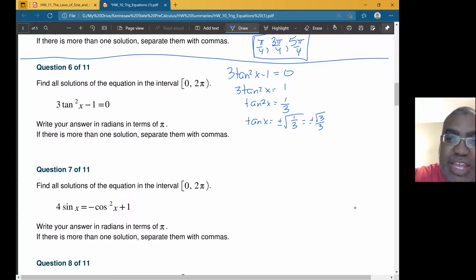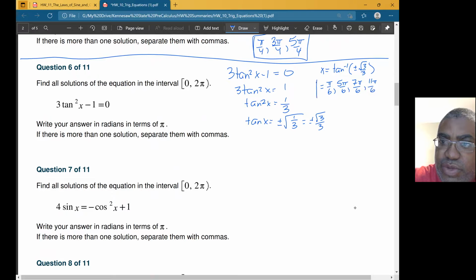Okay, so if we take all the positive and negatives, root 3 over 3's, that's all of our tangents. So that's all of them. All right. So that question is, where's tangent? Oh, I'm sorry. Tangent of that. So x is equal to arctangent of plus or minus root 3 over 3. So that is pi over 6, 5 pi over 6, 7 pi over 6, and 11 pi over 6.